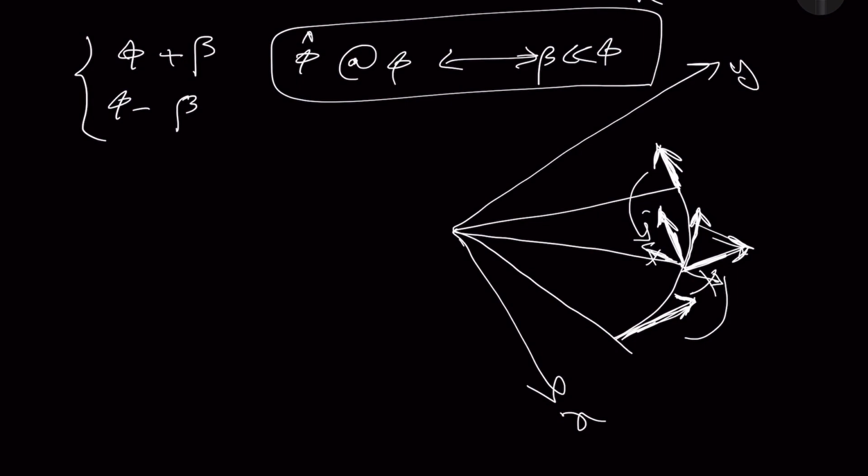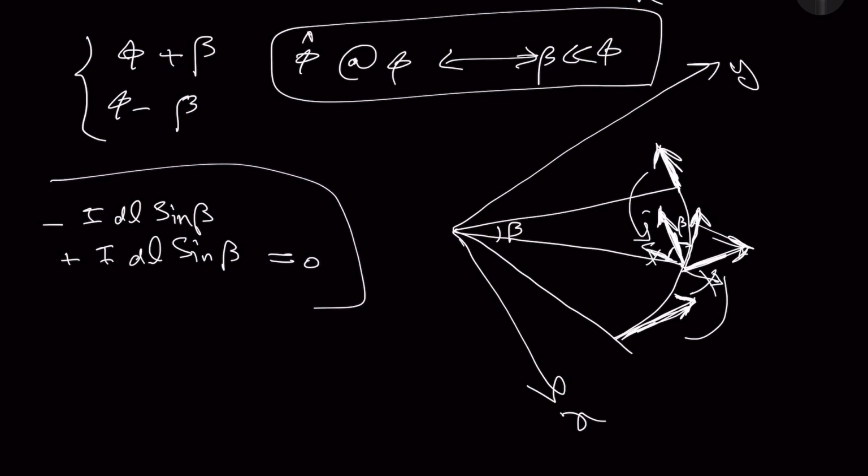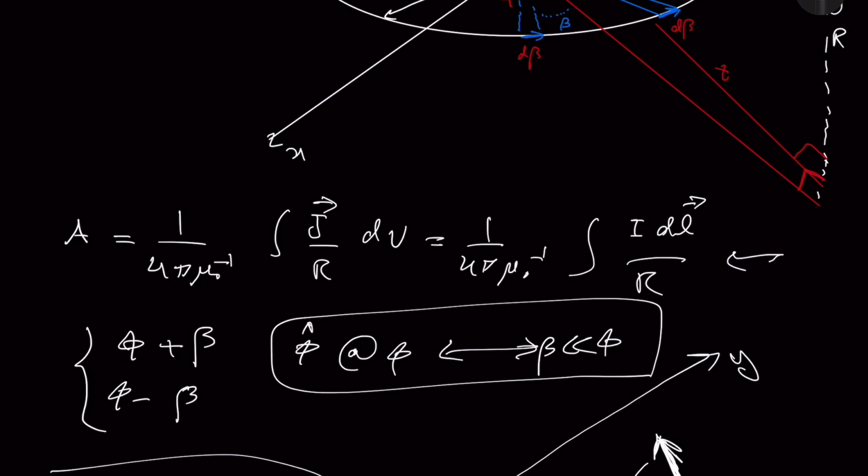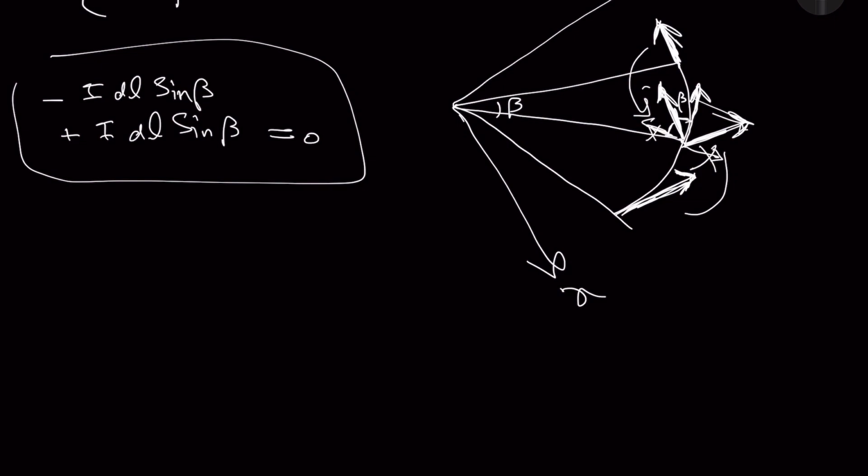So this angle, that angle is beta, or pi over 2 minus beta. This angle is beta. So if this is beta, and we know that this angle is beta, what you're going to see is that minus I dl times sine of beta plus I dl sine of beta is 0, of course, in forming this integral here. So what we're going to be left with is this.